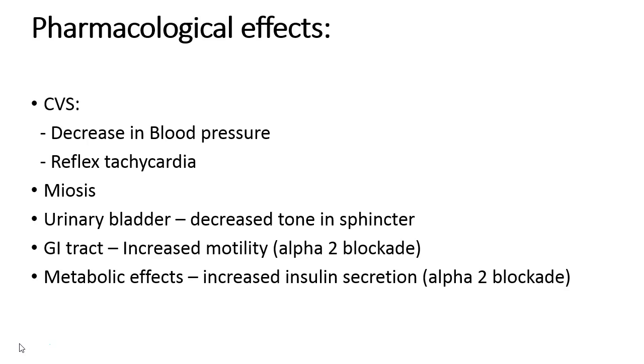The other effects of alpha 1 blockers: it causes constriction of the pupil by blocking alpha 1 in the dilator pupillae. It would cause a decrease in the tone in the sphincter of the urinary bladder, thereby relieving obstructive symptoms. In the GI tract, it could increase motility, and that's seen with alpha 2 blockade, whereas it could increase insulin secretion, that is again due to alpha 2 blockade. The last two pharmacological effects, that is GI effects and metabolic effects, are seen with non-selective alpha blockers only.